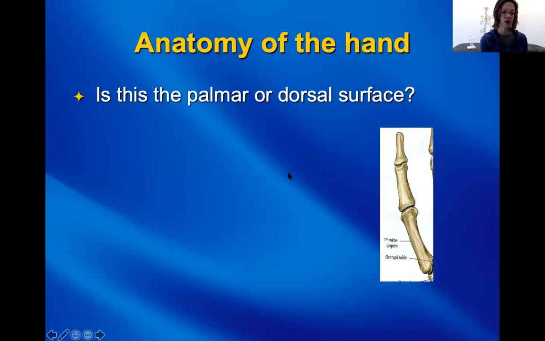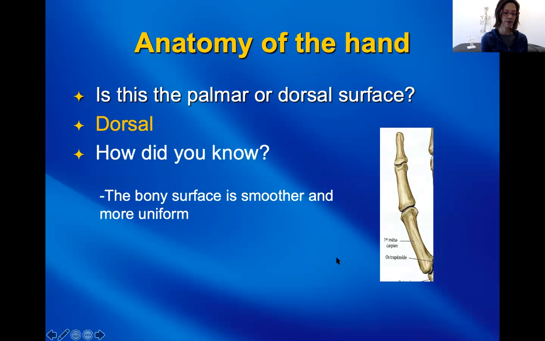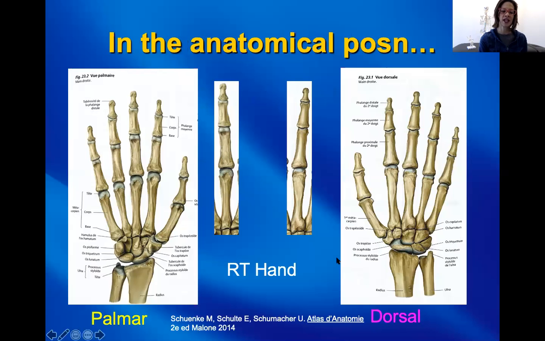So is this the palmar or dorsal surface? Dorsal. And how do we know? Because the bony surface is smoother and it's more uniform. So if we look at the anatomical position, this is the palmar surface, this is the dorsal surface. On the palmar surface, here we have the trapezium with its tubercle, the scaphoid, the triquetrium, the trapezoid, the capitate, and the hamate. And if we return over to the trapezium, we have the first metacarpal, the middle phalange, and the distal phalange.